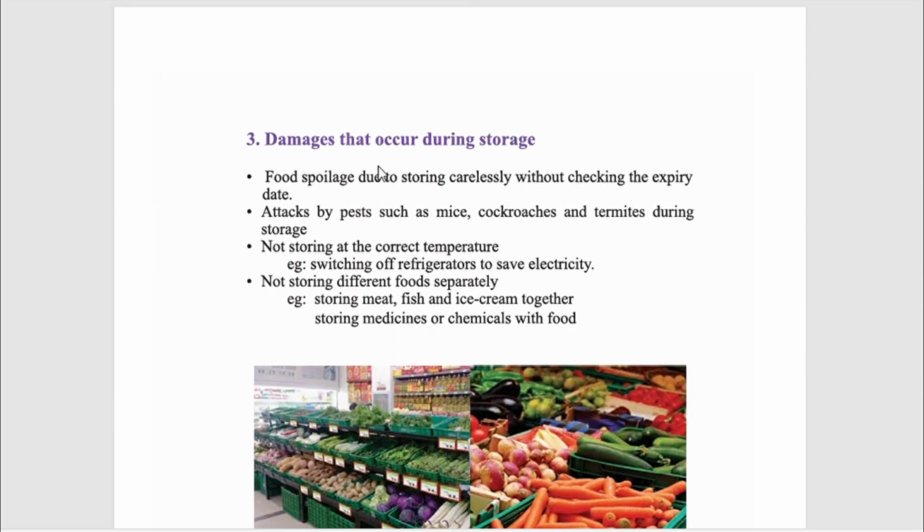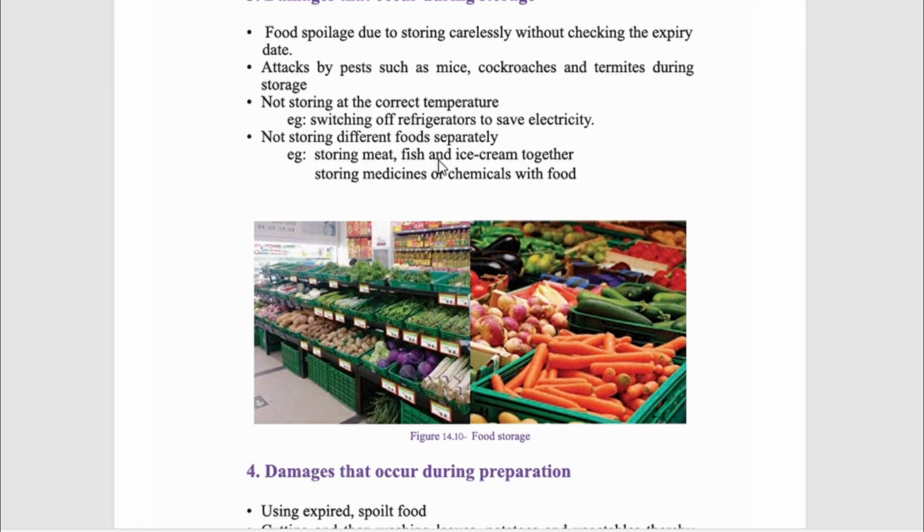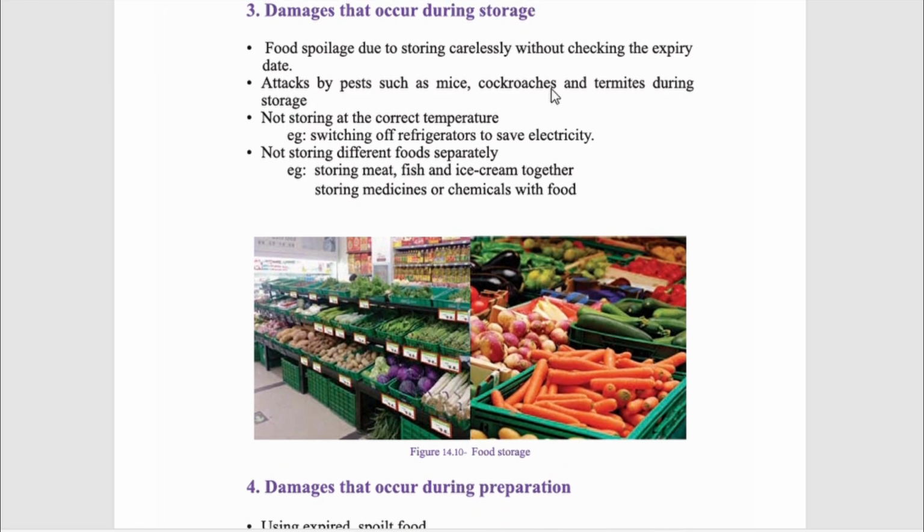The other one is damage that occurs during storage: food spoilage due to storing carelessly without checking the expiry date. That is also a rather common incident. Attacks by pests such as mice, cockroaches, termites during storage. I have noticed this with peanuts, but not only peanuts; this is just one example. So when you go to supermarkets, before you buy, check whether they have been attacked by pests like that.